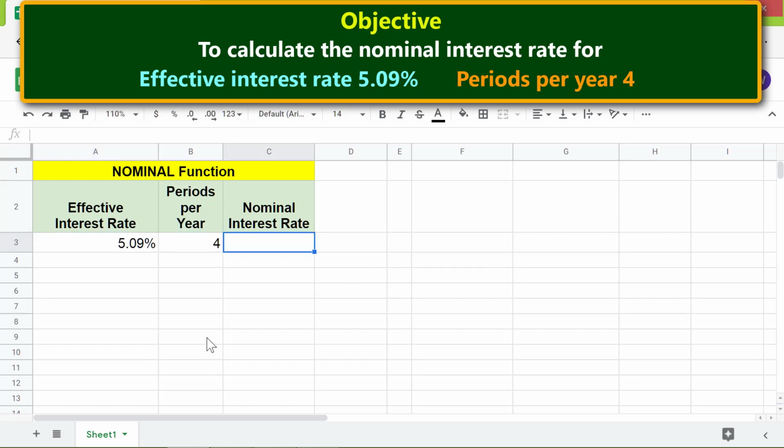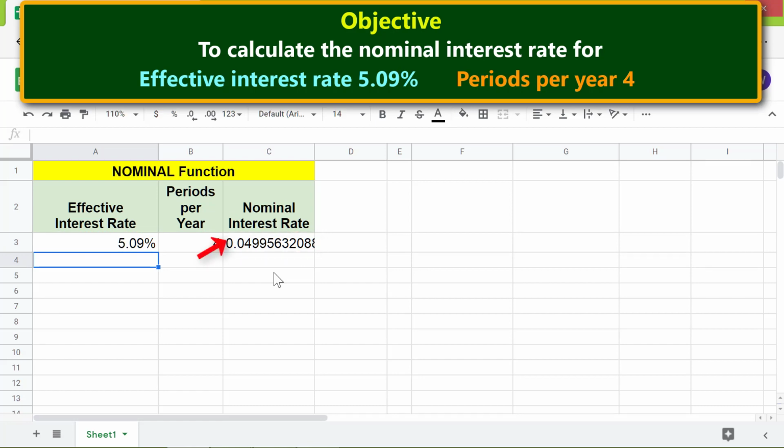Let's type the nominal function formula in this cell. First, type equal to N O M. Select nominal. For effective interest rate, click this cell. Type comma. For periods per year, click this cell. Press enter.